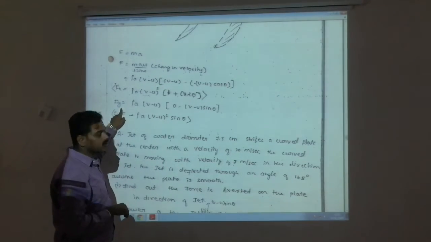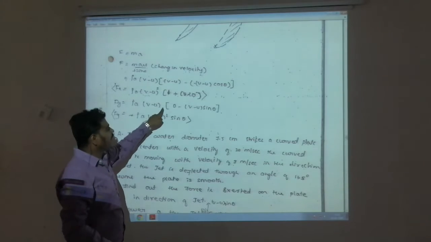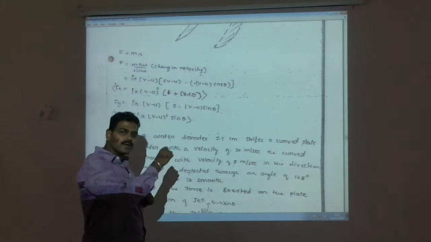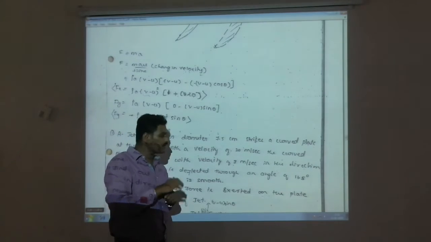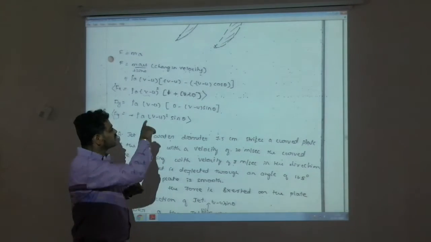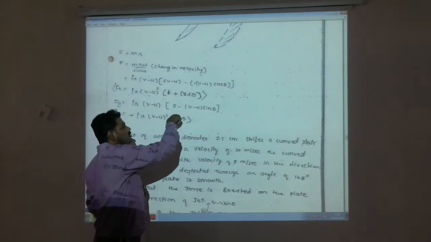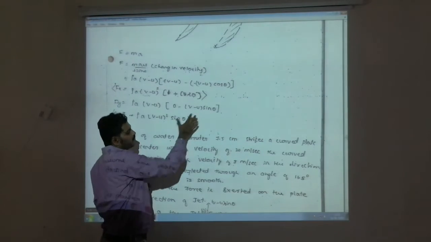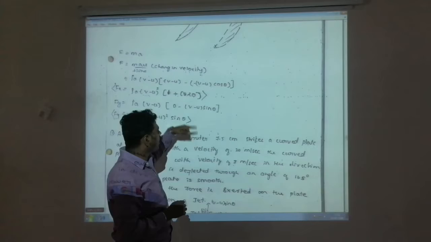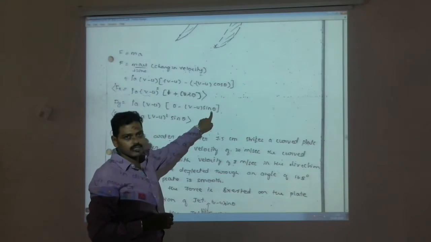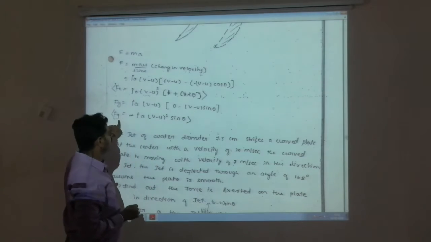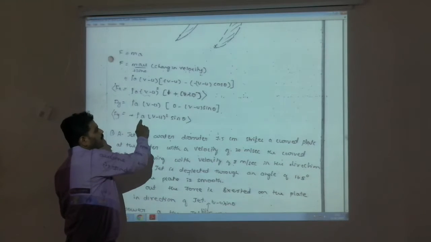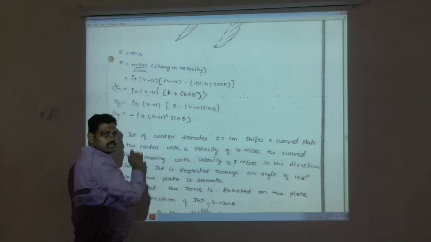Similarly in y direction, rho a into v minus u, and the initial velocity. The jet is traveling in the x direction, so we are considering the initial velocity as v minus u. But with respect to the vertical direction, initial velocity is 0. The final velocity is moving vertically upward, v minus u sin theta. Then it is 0 minus of v minus u sin theta. At the end Fy will become minus rho a v minus u whole square into sin theta.